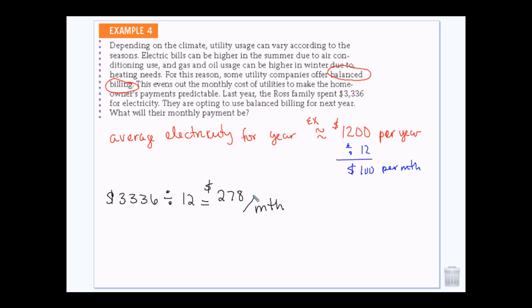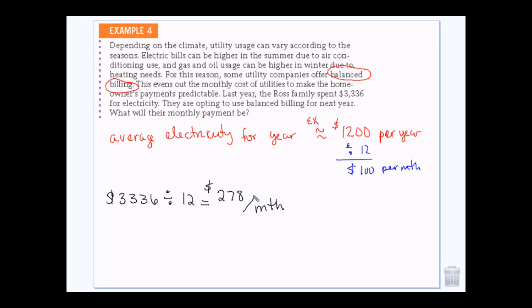Now, let's say you are moving to a new place and you want to do balanced billing. What they do is they look at the average usage in that area. If you don't have a history with them of a year, then they look at the average usage in the houses right around you, base it off that, and then adjust it as necessary. So that's only if you want to do balance billing. If you don't, then you pay for the exact amount you use.